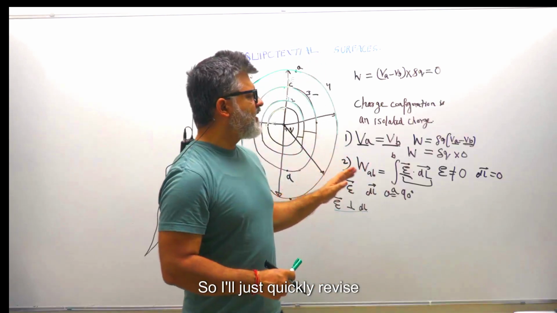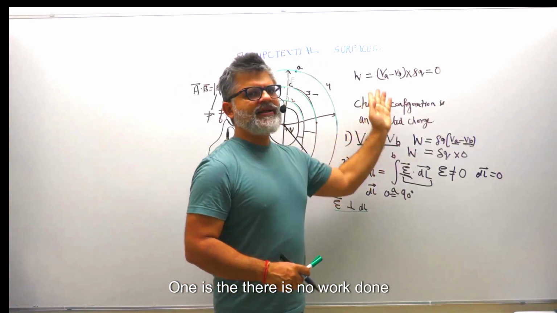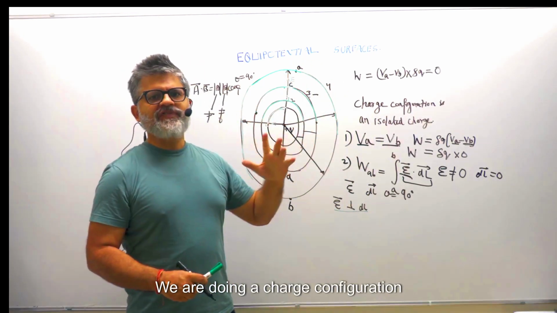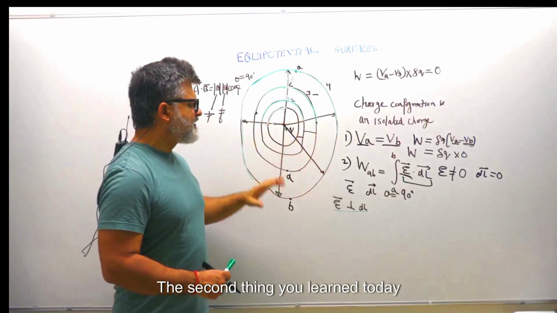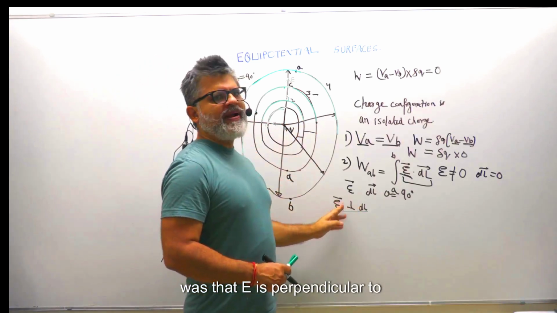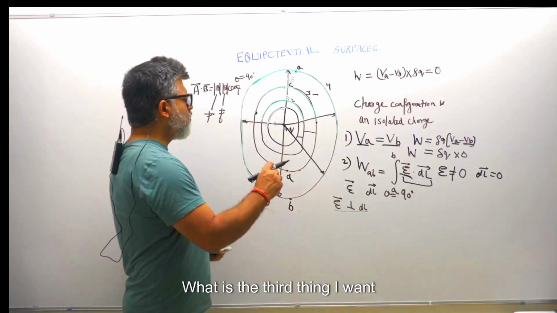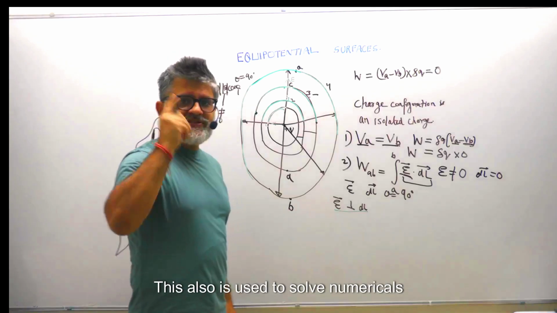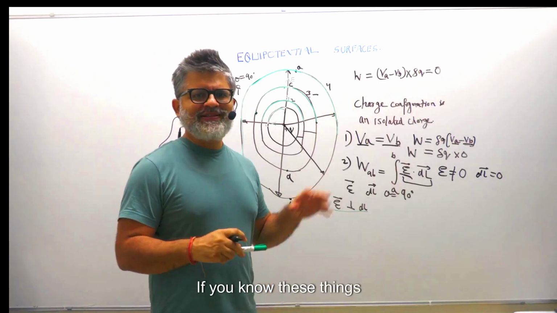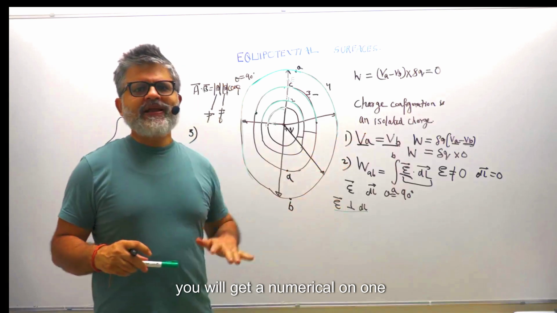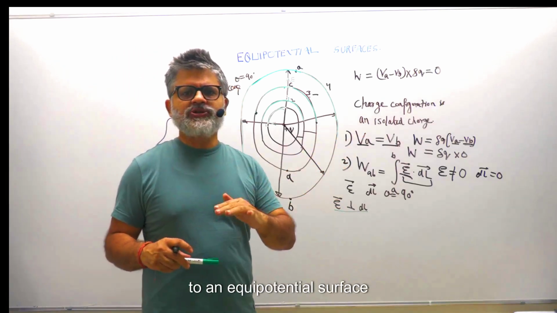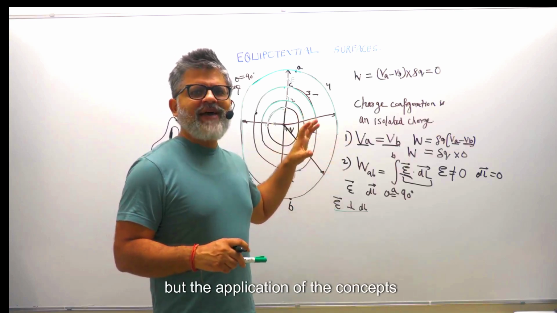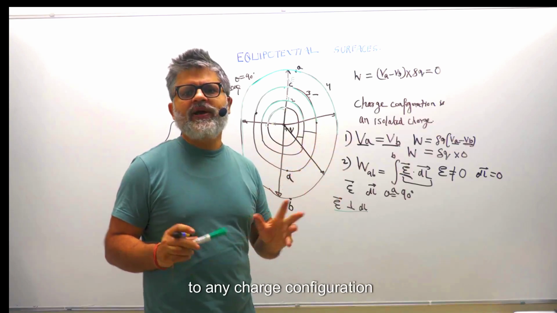So I'll just quickly revise. One is there is no work done when you move on an equipotential surface. We are doing a charge configuration of an isolated positive charge. The second thing you learned today was that E is perpendicular to dL. What is the third thing I want to teach you? Very important again for your examination. This also is used to solve numericals. If you know these things which I'm just telling you, you will get a numerical on one of these concepts pertaining to an equipotential surface. This is an example of a single charge, but the application of the concepts I'm telling you is applicable to any charge configuration.